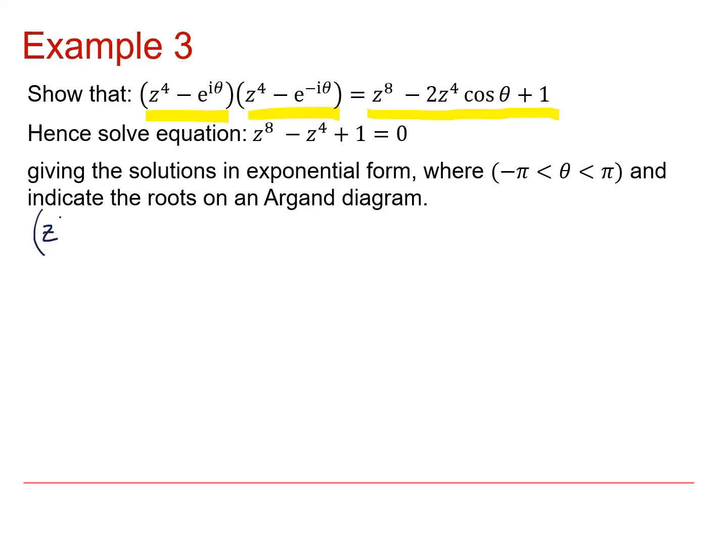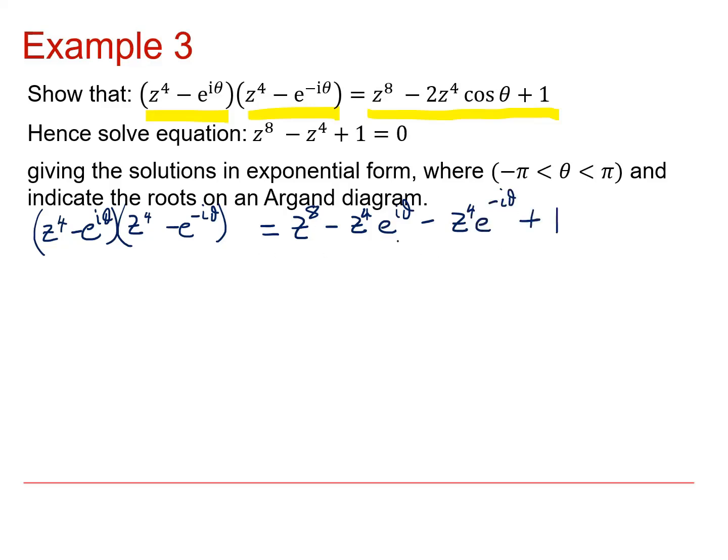So z to the 4 minus e to the i theta times z to the 4 minus e to the minus i theta. When you multiply that through, you're going to get a z to the 8. You're going to get a minus z to the 4 e to the i theta and a minus z to the 4 e to the minus i theta. And then you're going to get plus 1 on the end, because e to the i theta times e to the minus i theta just cancels out.